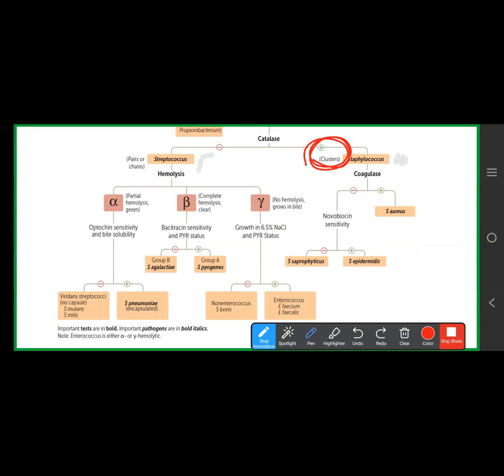Okay, so another set of organisms that we have is catalase negative. In the catalase negative organisms, we divide based on alpha, beta, or gamma hemolytic.